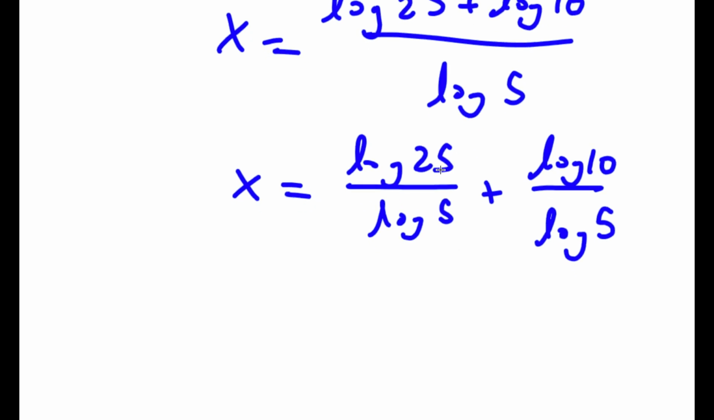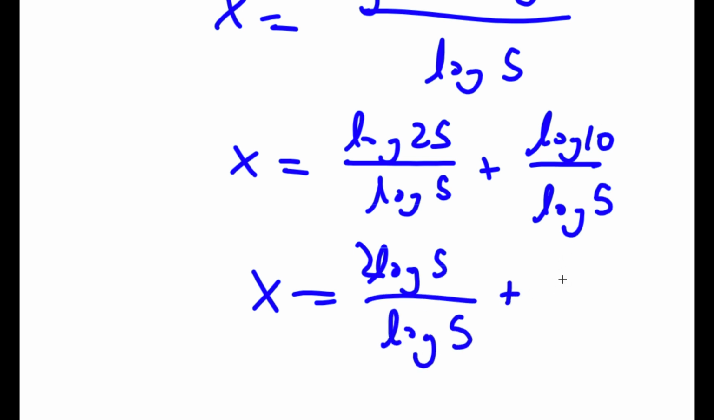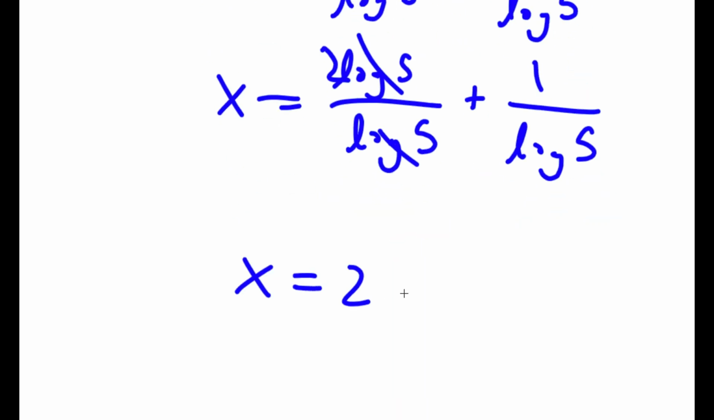And log 25, that's log of 5 squared. So I have log of 5 squared, and remember I can move this exponent to the front. So this is the same thing as 2 log 5 over log 5 plus log 10, which is equal to 1, over log 5. So then these two cancel out, and now I get x is equal to 2 plus 1 over log 5.